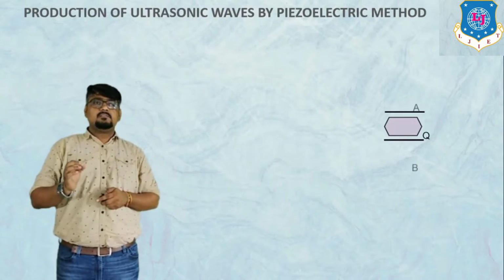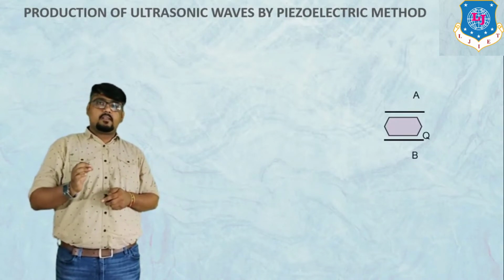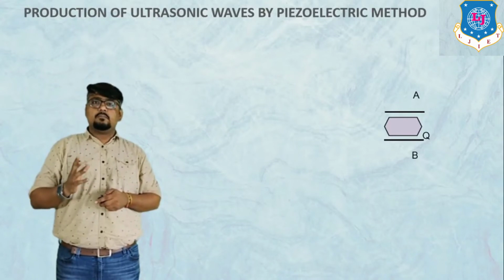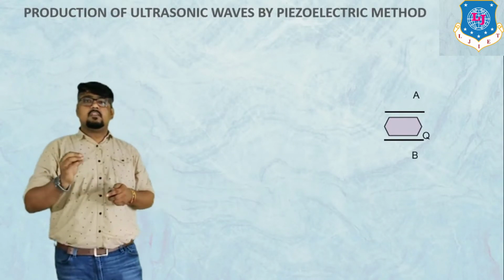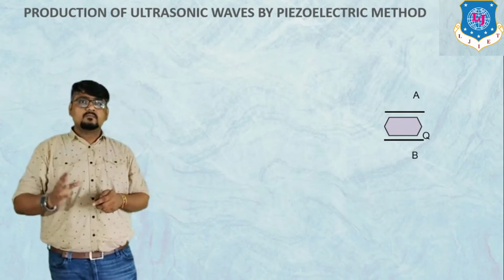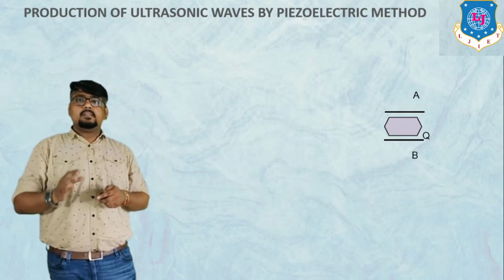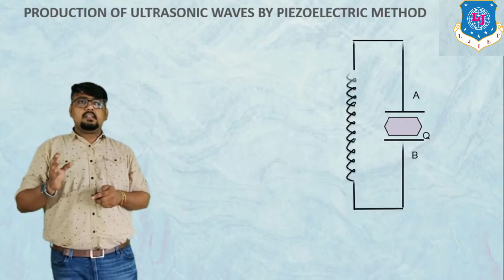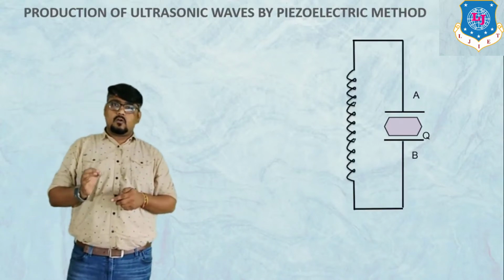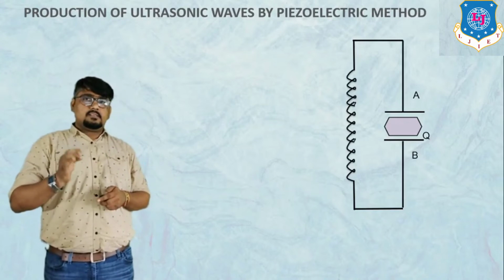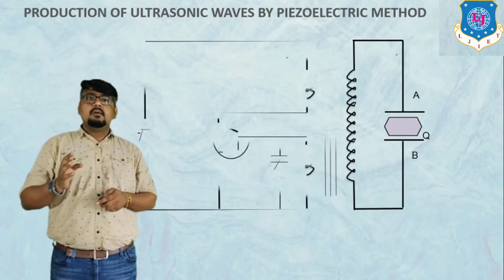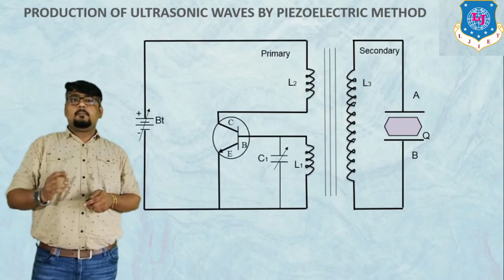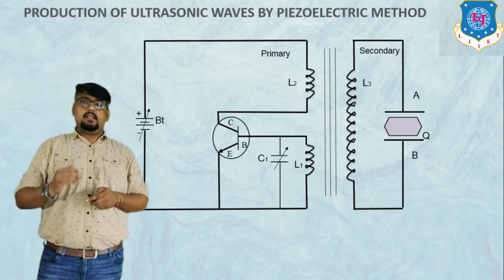So in that, let us first of all take a piezoelectric material like quartz in a hexagonal shape. Let us take a piezoelectric crystal Q between the plates A and B. These plates A and B are connected to an inductor coil. Let us name that L3. Now this inductor coil L3 is inductively coupled with the coils L1 and L2.